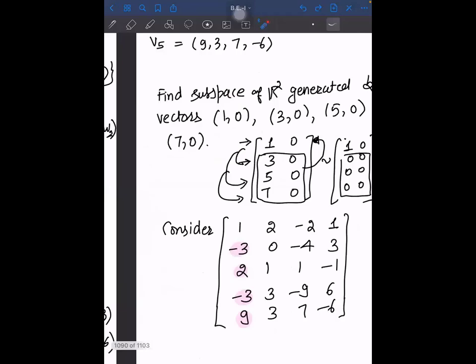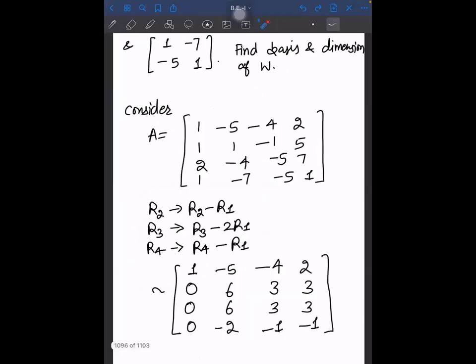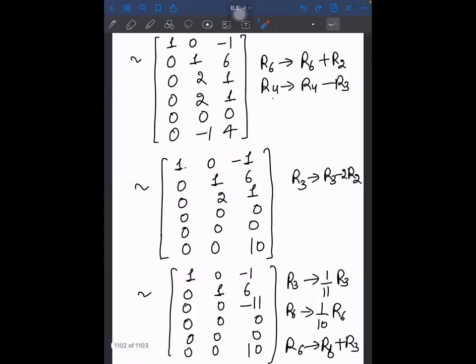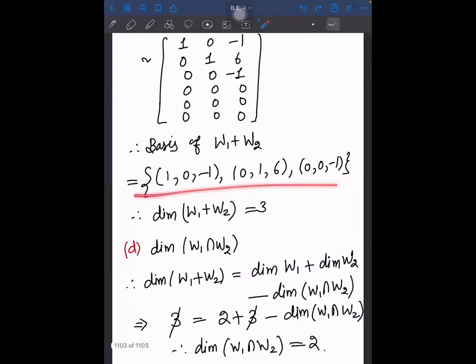But in the question which we have done today, the things have flipped. We are able to find the basis of W1 plus W2, but we are not able to find the basis of W1 intersection W2. Yes, is this fine? Yes, sir. So that's it for today.